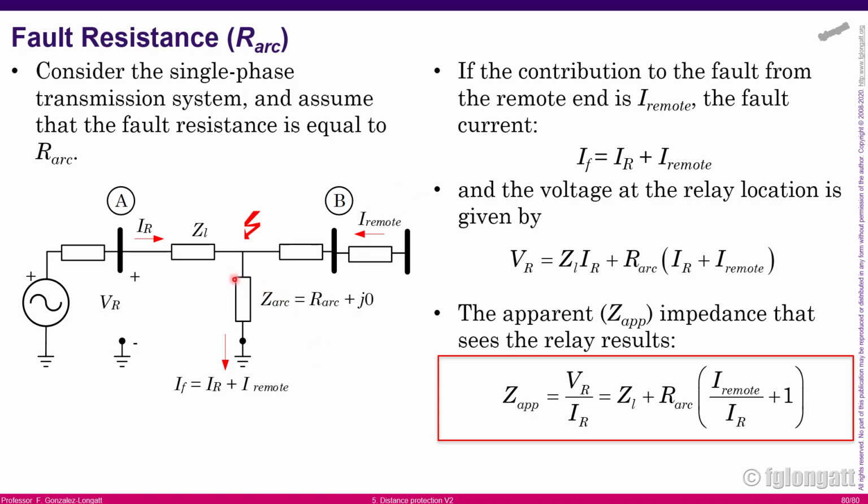the fault current will move through this arc. And that is affecting the voltage across the terminals of this relay. What I'm trying to say is that right now, when we have a fault and there is an arc, we can use Kirchhoff's voltage law to identify the voltage across the relay. Using Kirchhoff's voltage law, that voltage will be the voltage drop across the line impedance, plus the arc impedance times the sum of the contribution coming from bus A, that is the current that the relay sees, plus the remote contribution coming from bus B.